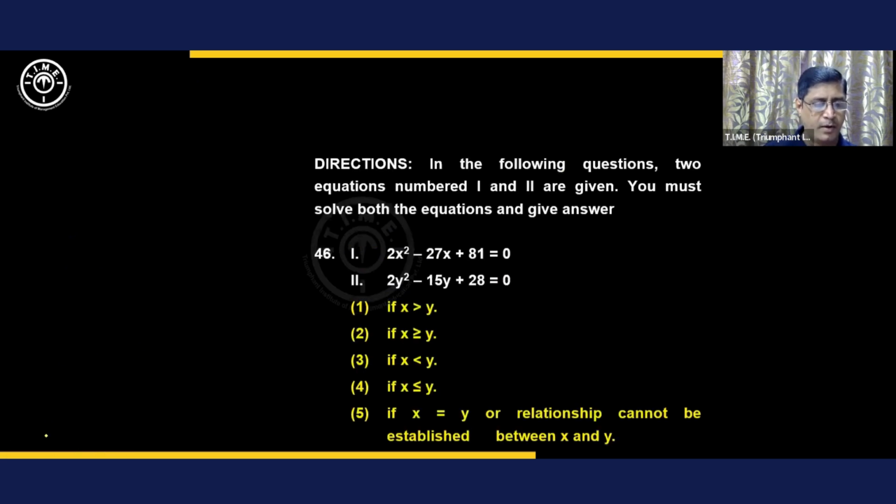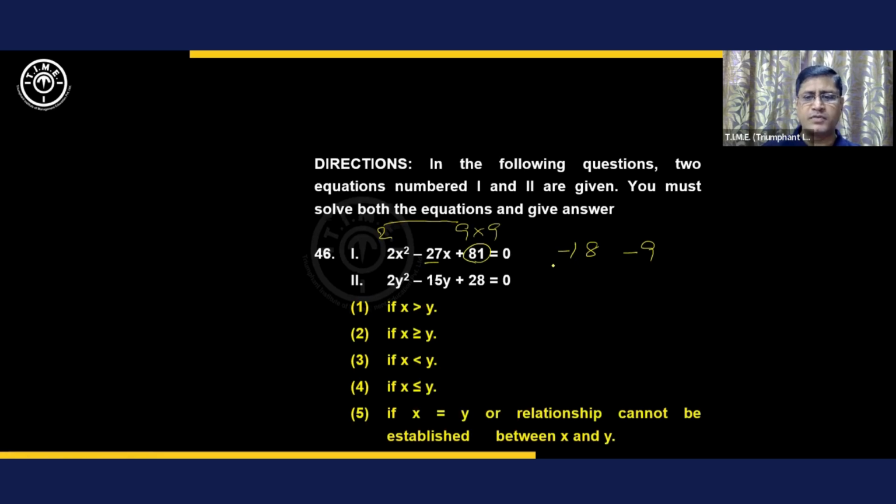Choice number 1. Now look at the next example. Here, quadratic equations are given. We need to compare the roots of the first quadratic equation with the second quadratic equation. Now 2 as it is 2, 81. I'm expressing it as 9 into 9. So 2 into 9, 18, and 9. What is the sum of these two values? The sum of these two is equal to the middle term, that is minus 27. Means minus 9 and minus 18 are the factors.